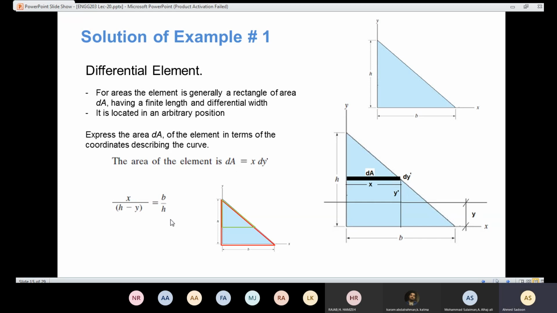And now dA is going to be represented, instead of x, I'm going to end up with b over h times h minus y dy. The value of b is constant. The value of h is constant. The value of h again is constant. y is here. It could be at any distance. And here is the dy. So now I'm ready in order to integrate that part. First, because of the x, I'm not able to integrate. So now I expressed the value of x in terms of y.